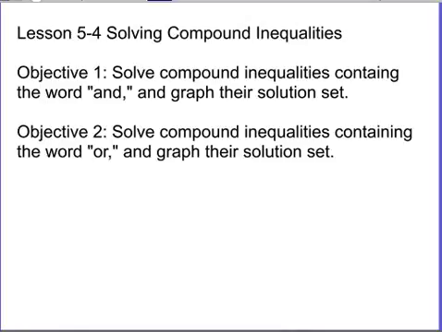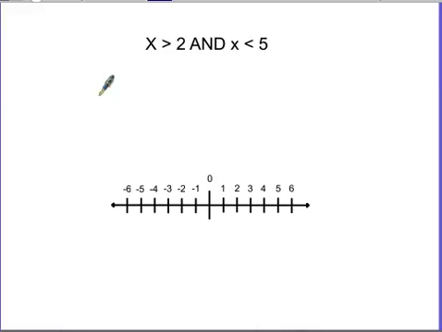So we're going to start off with this example. X is greater than 2 and x is less than 5. So if we graph that on our number line here, what kind of symbol goes at 2? An open circle at 2. And we also have what circle at 5? Open. An open circle at 5.